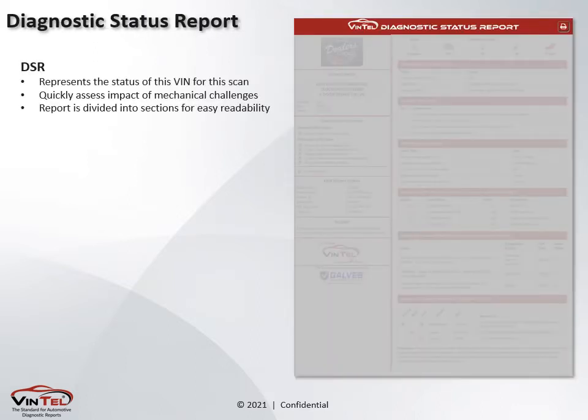The data that results from the VinTel module scan is used to create the VinTel Diagnostic Status Report, or DSR for short. The DSR represents the status of the VIN at the time of the scan, as well as any mechanical challenges that are present. These mechanical challenges are highlighted in the Mechanical Information section. Information about the vehicle itself is included in the Scan Information sections, which both will be covered shortly.